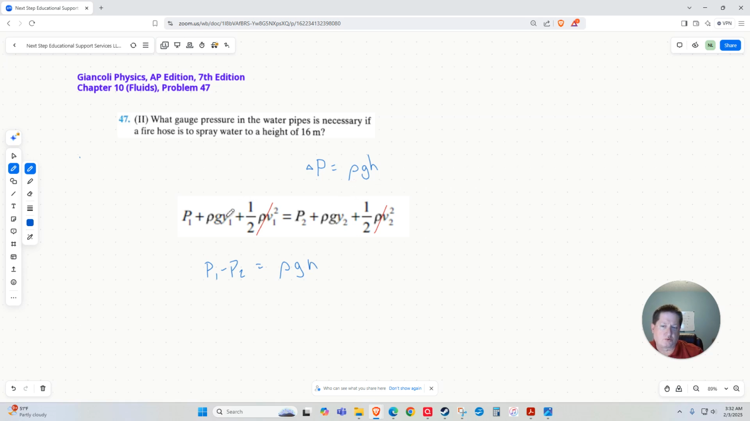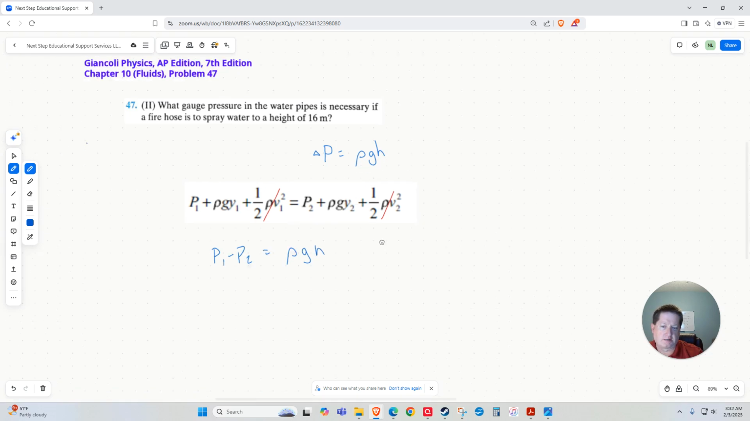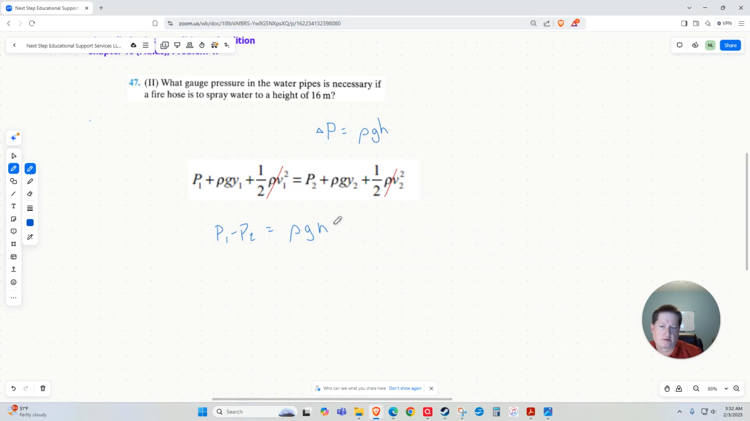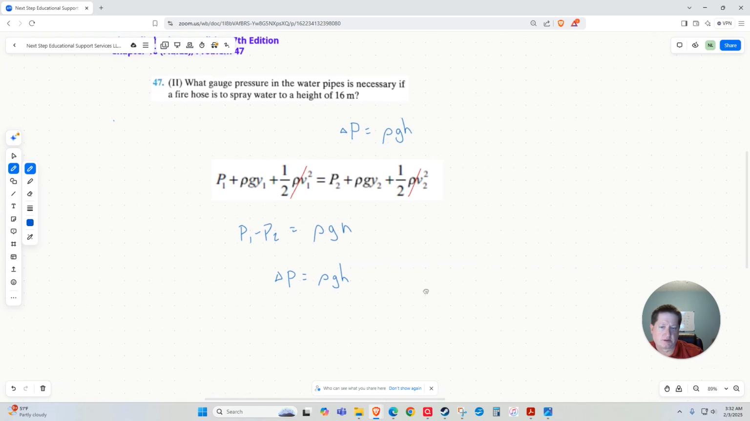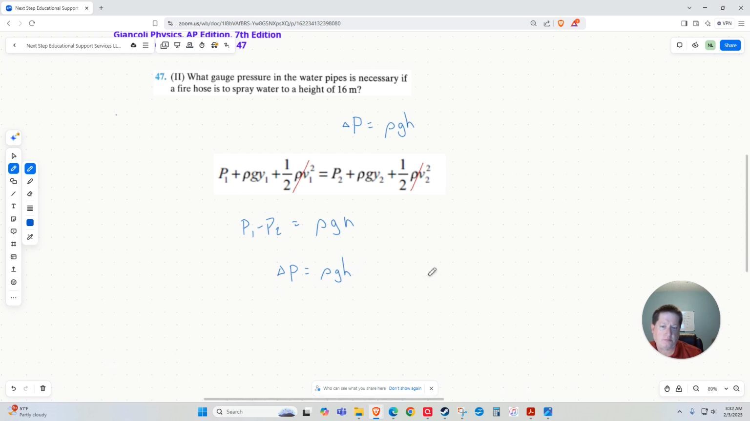When you take y2 minus y1 here, that's going to be your change in height for rho g h. And again, we're down to the simpler version of this equation after applying Bernoulli's equation to our scenario. Gauge pressure is what they're asking for here. We just need the density, acceleration due to gravity, and the height, which we have.